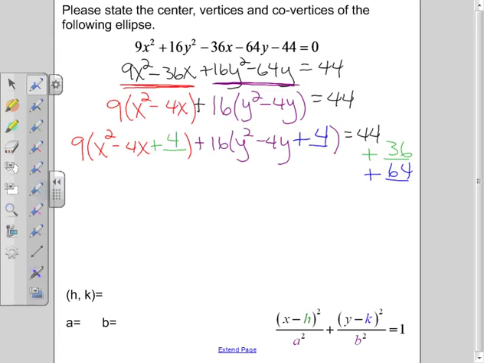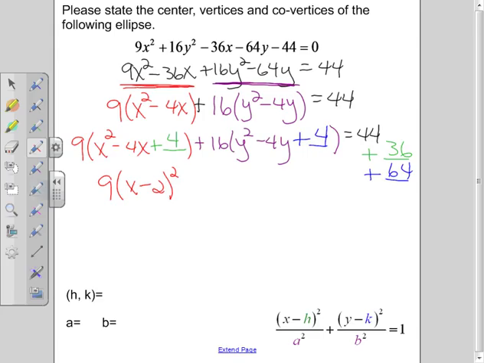Okay? So from there, I now have a great situation because I have a perfect square trinomial here, a perfect square trinomial here, and they can be factored into the square of a quantity. So let's actually attack that now. So I'm going to get 9 times a quantity, x minus 2 squared. I get that by factoring.